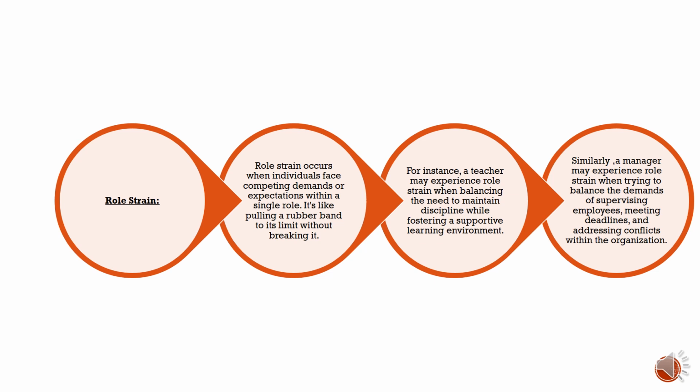Next interesting concept associated with role is role strain. Role strain occurs when individuals face competing demands or expectations within a single role. It's like pulling a rubber band to its limit without breaking it. For instance, a teacher may experience role strain when balancing the need to maintain discipline while fostering a supportive learning environment. Similarly, a manager may experience role strain when trying to balance the demands of supervising employees, meeting deadlines, and addressing conflicts within the organization.